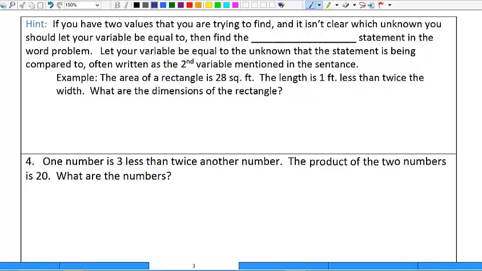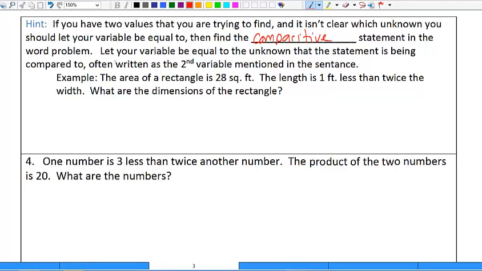But if you have two values that you're trying to find, like sometimes length and width, or sometimes two different numbers, and it's hard to tell which one you should find, and it may be unclear which unknown you should make your variable be equal to, then what I want you to do in that case is find the comparative statement. That's where a statement is comparing one of your variables to the other.